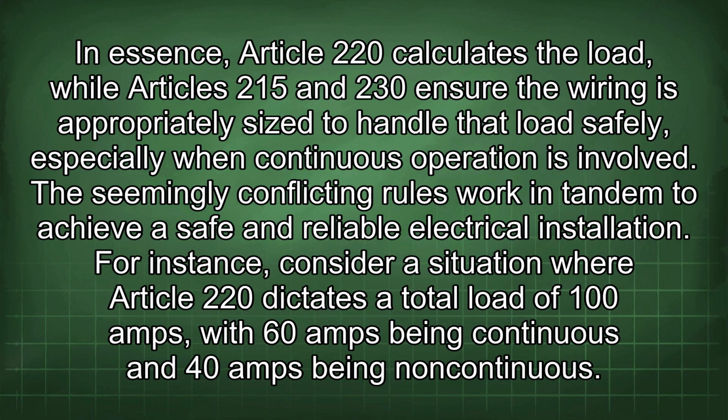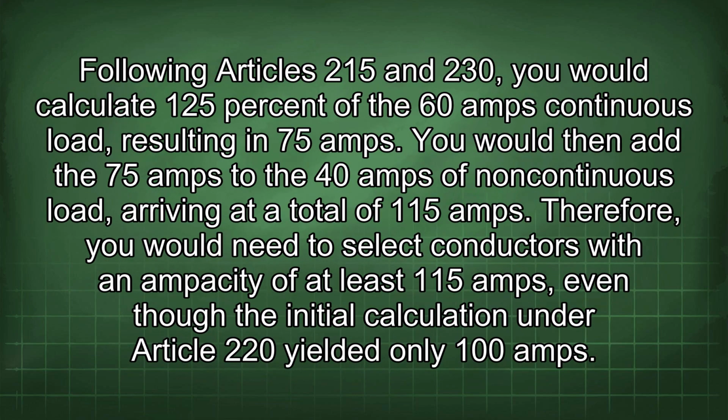For instance, consider a situation where Article 220 dictates a total load of 100 amps, with 60 amps being continuous and 40 amps being non-continuous. Following Articles 215 and 230, you would calculate 125% of the 60 amps continuous load, resulting in 75 amps. You would then add the 75 amps to the 40 amps of non-continuous load, arriving at a total of 115 amps. Therefore, you would need to select conductors with an ampacity of at least 115 amps, even though the initial calculation under Article 220 yielded only 100 amps.